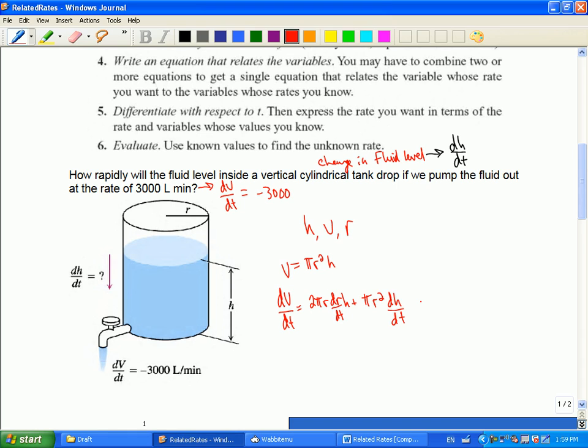So these are the rates of change in my problem. This is the one I'm looking for here. So what I need to do is I need to solve this equation for the change in height with respect to time. Okay, so try doing that. Move everything so that you can tell me the change in height equals.